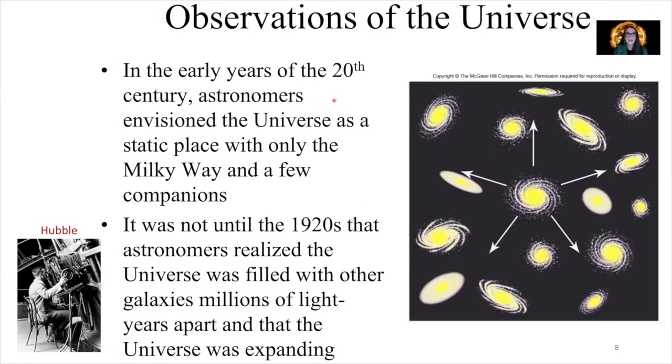In the early years of the 20th century, astronomers imagined the universe as a static place with only the Milky Way and a few companion galaxies. And it wasn't until the 1920s that astronomers realized the universe was filled with other galaxies millions of light years apart, and that the universe was expanding. So there were two ideas. Either the Milky Way was alone in our universe, or the Milky Way was only one of others in our universe. And we've since learned that with more observations, we are only one of the many, many galaxies in our universe.